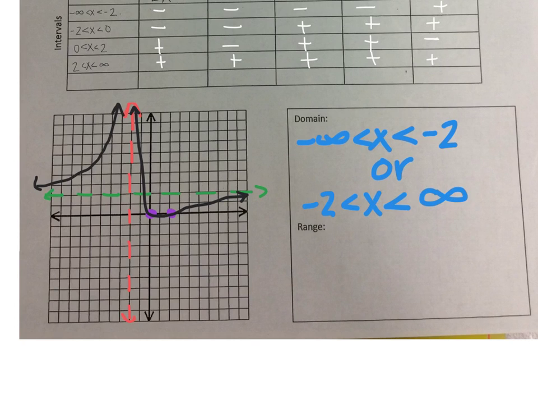To find my range, this is a little bit more difficult because, as you can tell, the graph doesn't go all the way down here to negative infinity. It has a minimum value here. So I'm going to use Desmos to help me with this.